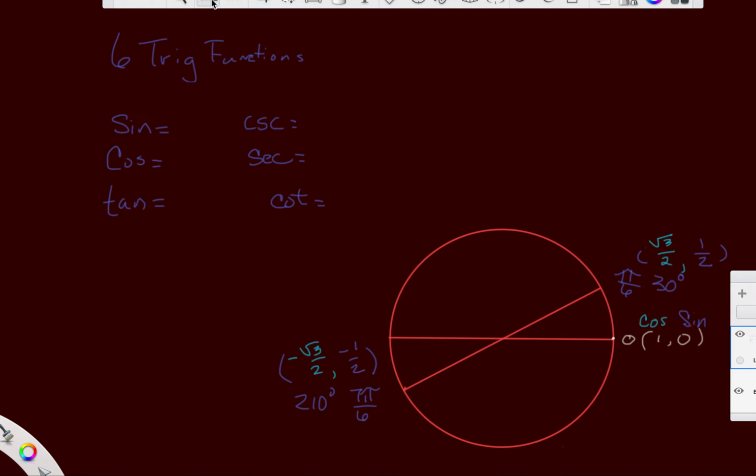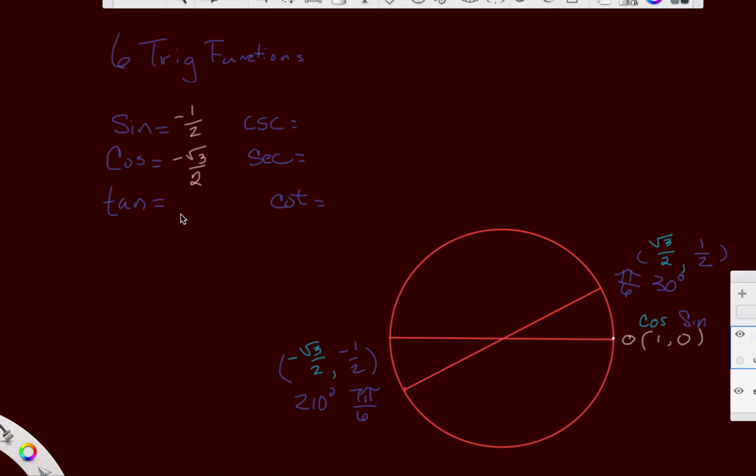Sorry about that. Here we go. So the sine of 210, or 7 pi over 6, would be, and I'm going to use a brighter color so you can see it, negative 1/2. Right? And then the cosine would be negative root 3 over 2. Now we have a problem, right?